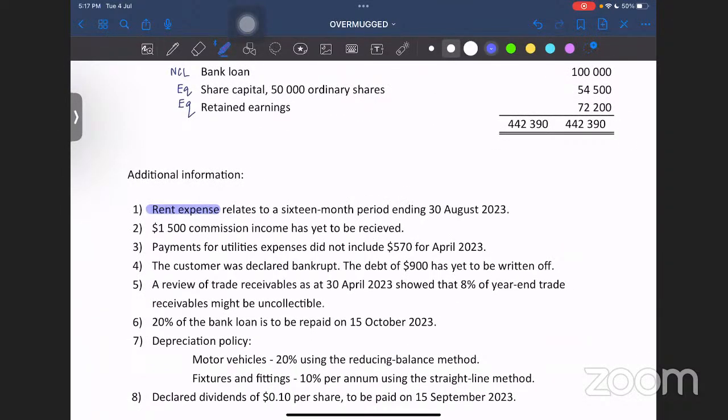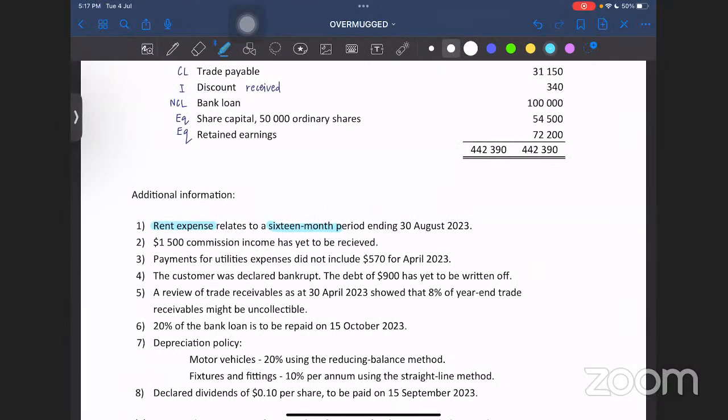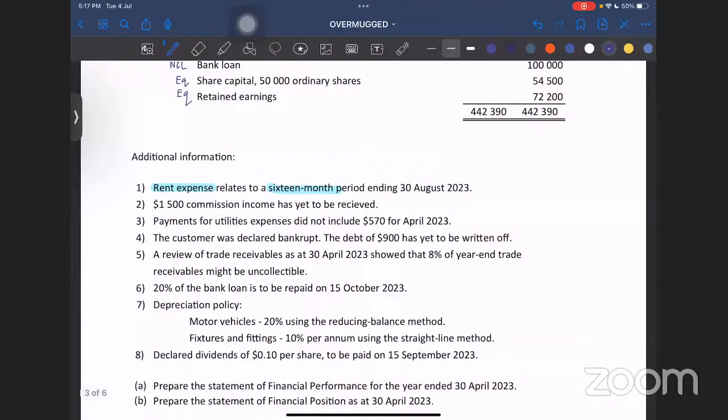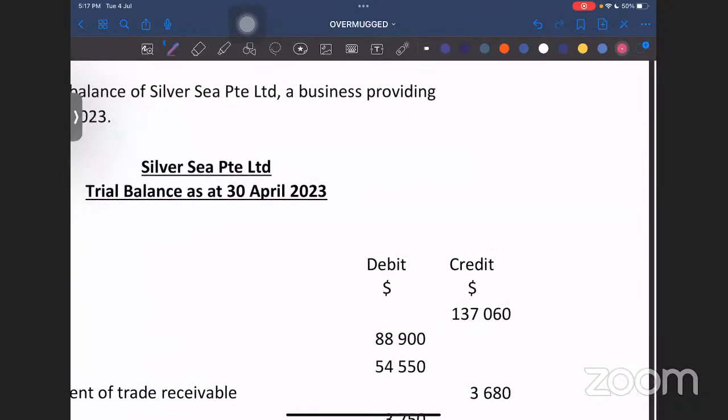Look familiar, right? Okay, rent expense relates to 16 months. So same question I'm gonna ask. 1 year, how many months? 12. Here they pay up to 16. So that means they pay how many months extra? They pay 4 months extra. So what do you call expense that you pay extra? Prepaid expense.